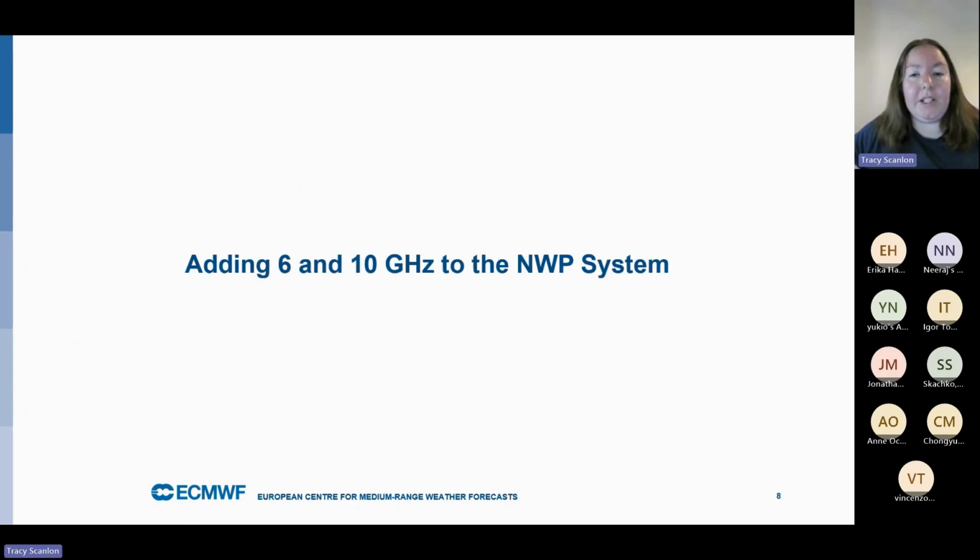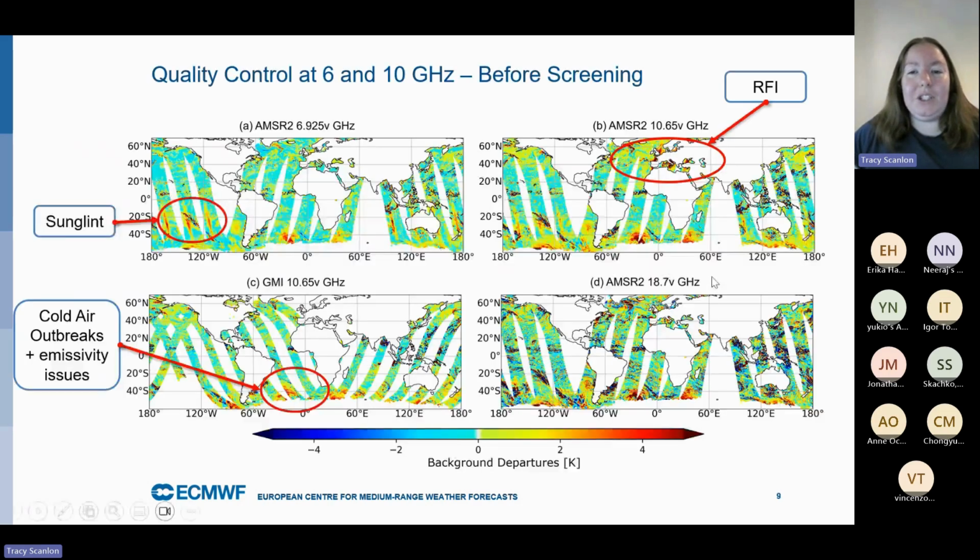So when we first started looking at 6 and 10 gigahertz, we found that there were quite some interesting quality control features that needed to be addressed. So this is just before we've done anything. And here we can see AMSR2 6 gigahertz, 10 gigahertz, GMI 10 gigahertz, and then just an example of AMSR2 18 gigahertz for comparison.